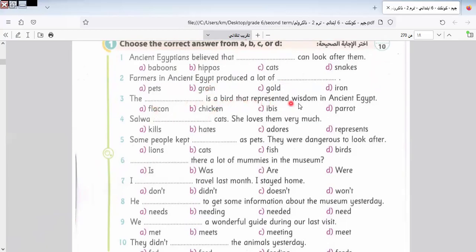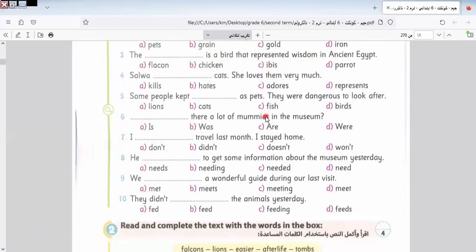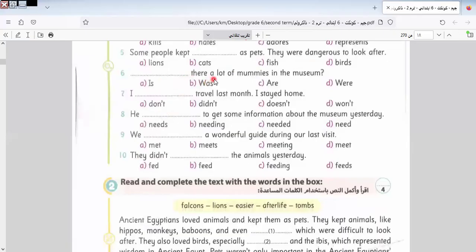The ibis is the bird that represented wisdom. Okay. Salwa adores cats, she loves them very much. Some people kept lions as pets. Kept. There were dangers to look after. Which one is dangerous? Lions. Were there a lot of mummies in the museum? Here it will be were there.